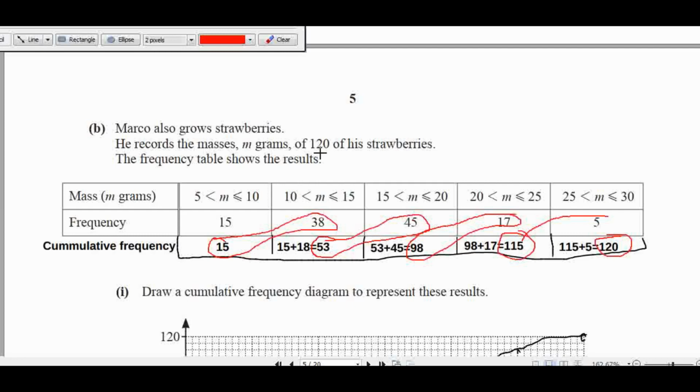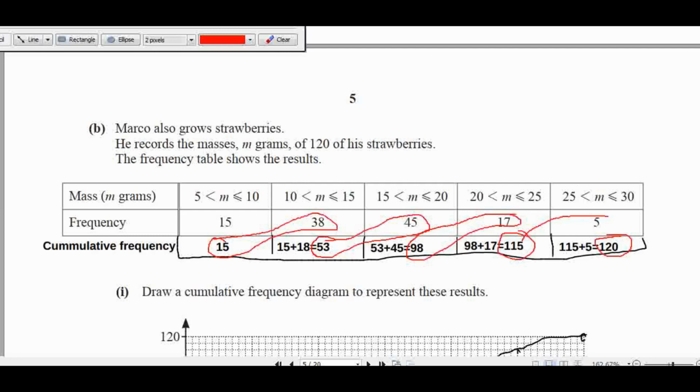120 is the total number of strawberries, so the last value of the cumulative frequency should be equal to the total number of terms. So 15 plus 38 is 53. The cumulative frequency for 10 to 15 is 53. The cumulative frequency for 15 to 20 is 53 plus 45, which is 98, and similarly the cumulative frequency for 20 to 25 is 98 plus 17, which comes out to be 115. Similarly, the cumulative frequency for 25 to 30 is 120, as 115 plus 5 is 120.